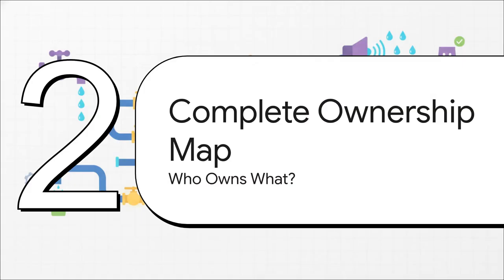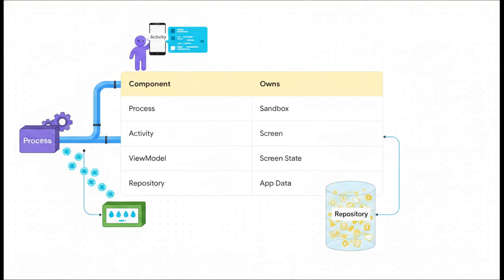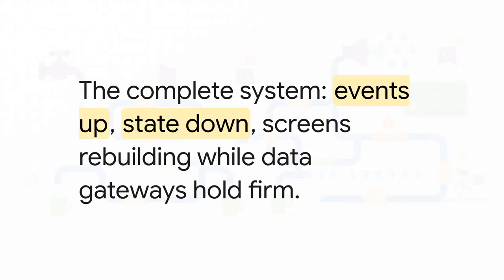Section 6. Complete Ownership Map. Who owns what? This table summarizes the ultimate mental model. You don't just need to know the APIs. You need to know who owns what. The process owns the sandbox. The activity owns the screen. The ViewModel owns the screen state. And the repository owns the application data. If you know the owner, you know exactly what survives a rotation. When you visualize the fully assembled, continuously running Android stack, it's a beautiful thing. Events going up, state flowing down, screens dissolving and rebuilding, while the state containers and data gateways hold firm. Your mental model is now complete.